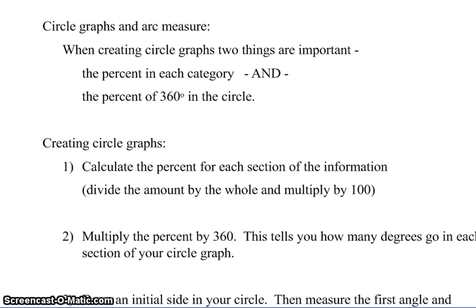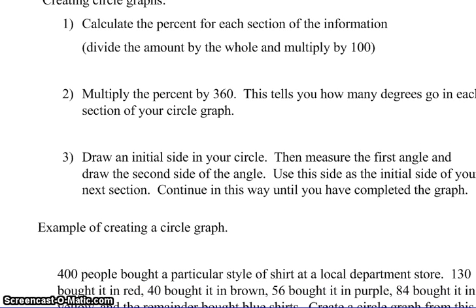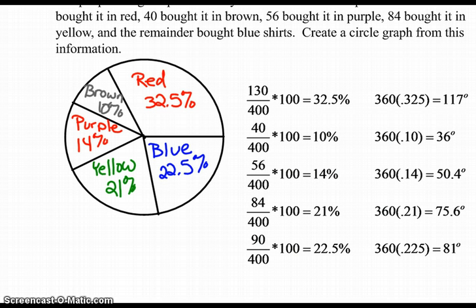So when you're creating them, the first thing you do is calculate the percent for each section. To do that, you divide the amount for the section by the whole amount and multiply by 100. Then take that percentage times 360. This will tell you how many degrees go into each section of your circle graph. Draw an initial side in your circle and then continue. Do the following example and then check your work. You can check the resulting circle. Make sure yours looks very similar to that.